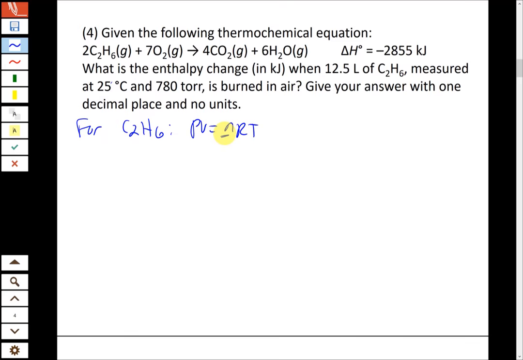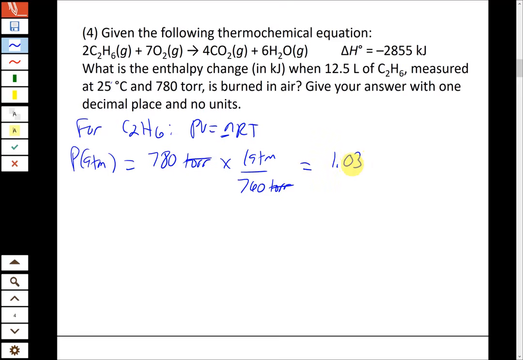Now, in order to use PV equals nRT, we need to have atmospheres for our pressure. So that's another conversion we're going to have to do again. Chemists like using torr, even though the ideal gas equation uses atmospheres, so it's kind of annoying, but we have to do that. So we have 780 torr. We've already done this conversion once. 1 atmosphere is 760 torr. So it's not much different than 1 atmosphere. It was 1.03. And so with that pressure in the correct units, now we can calculate n, which is the number of moles of C2H6.